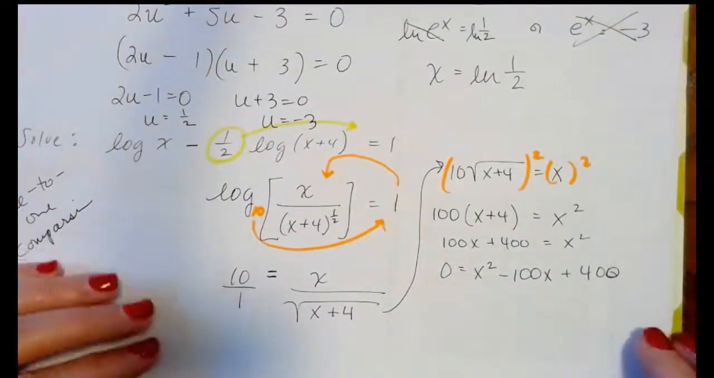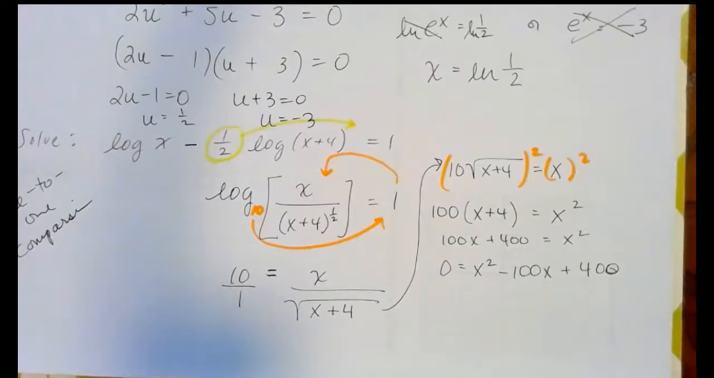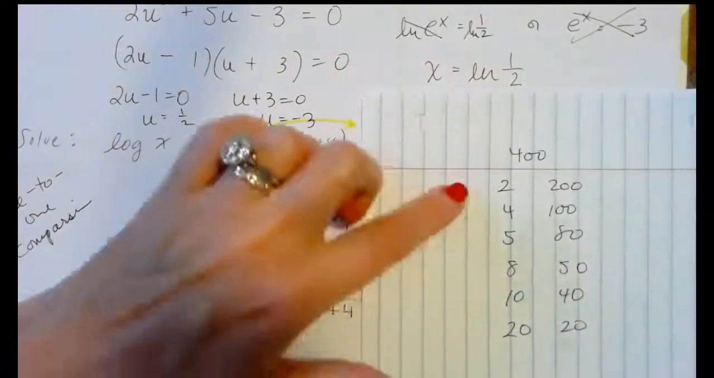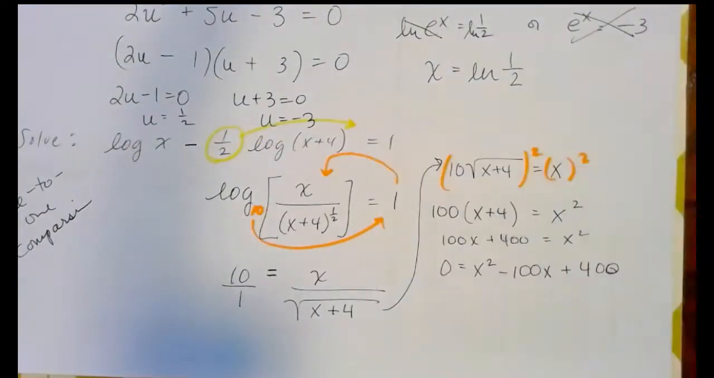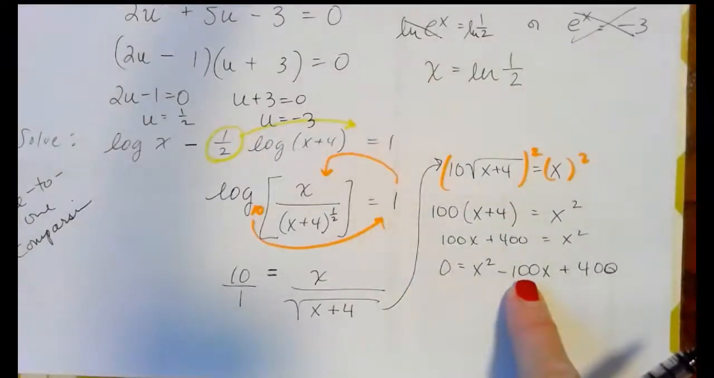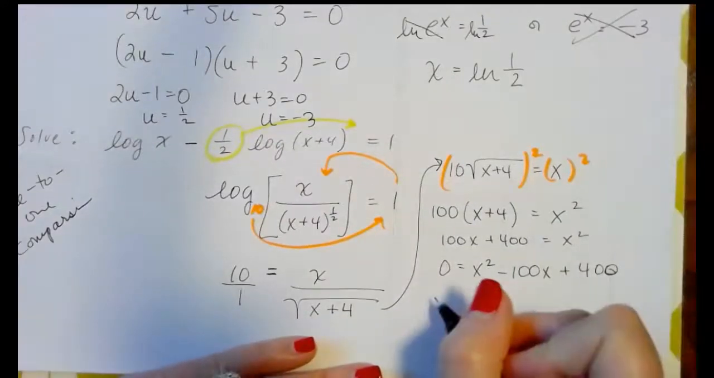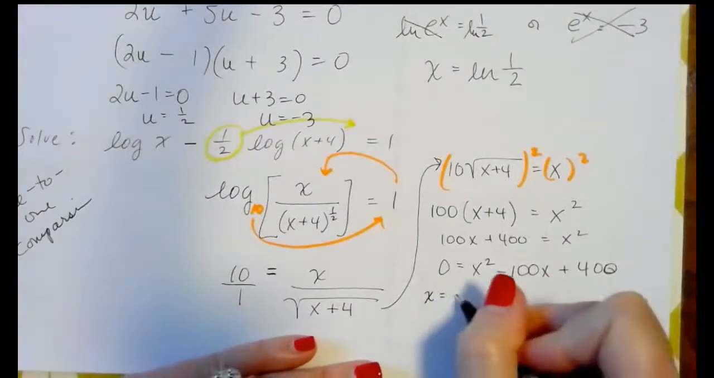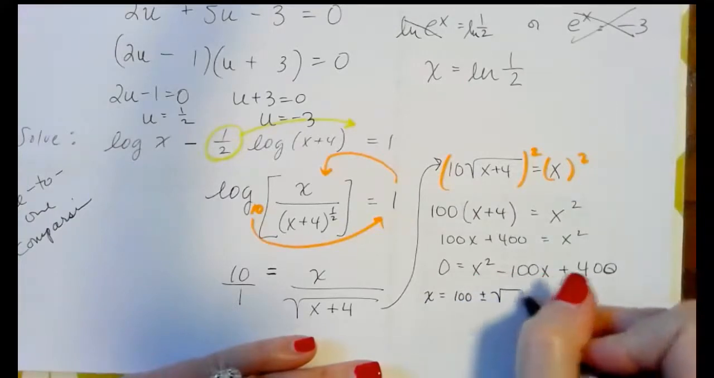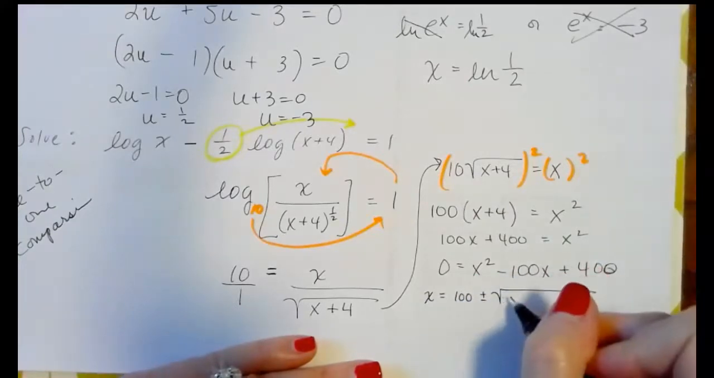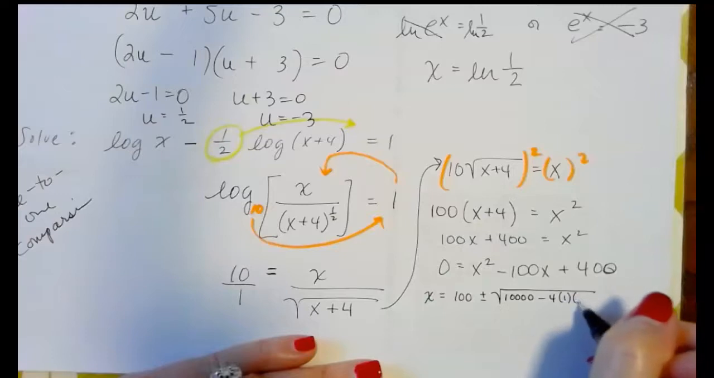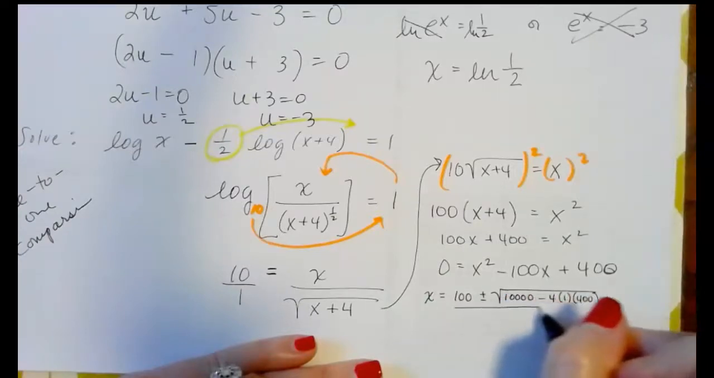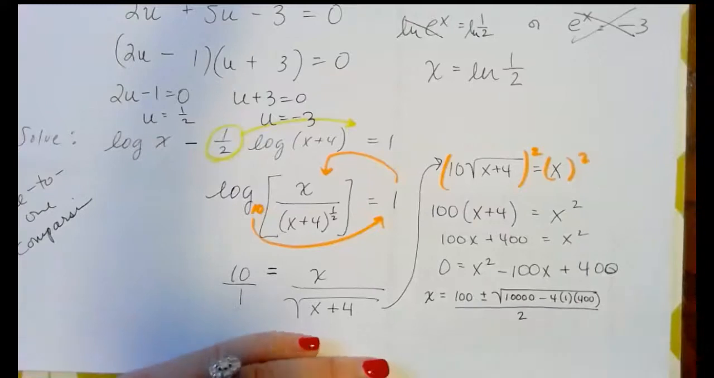So now we've got this quadratic equation, and I just made a quick list of factors of 400, and not a one of those adds up to 100. So what that's kind of telling me is that we need to use the quadratic formula here. So this one's turning out to be a little messy. So x equals the opposite of b plus or minus the square root of 100 squared. 100 squared is 10,000 minus 4 times a times c all over 2a, which is 2.